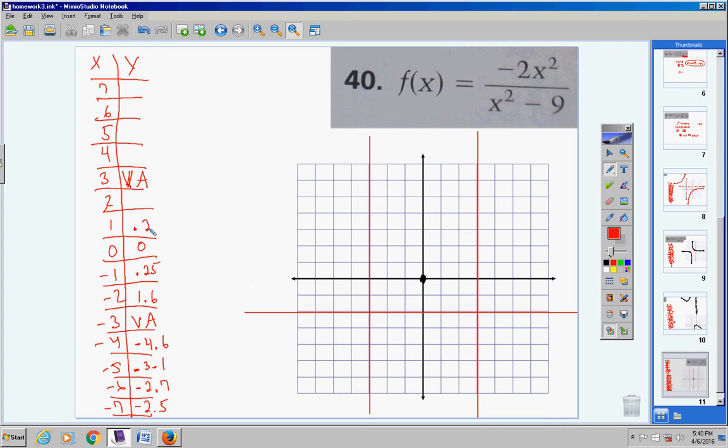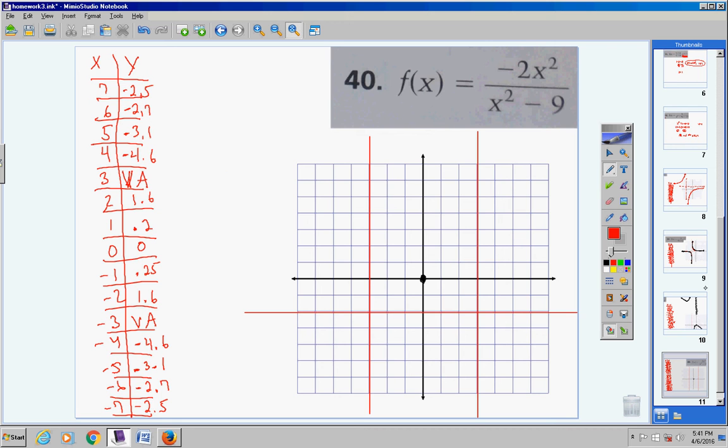2 gives you out 1.6. Then you have your vertical asymptote. 4 would give you out negative 4.6. 5 would give you out negative 3.1. 6 would be negative 2.7. And then 7, negative 2.5. So let's see if we can't graph this.